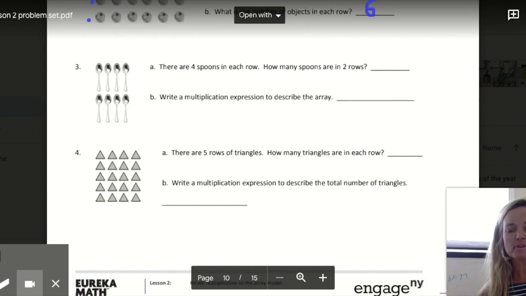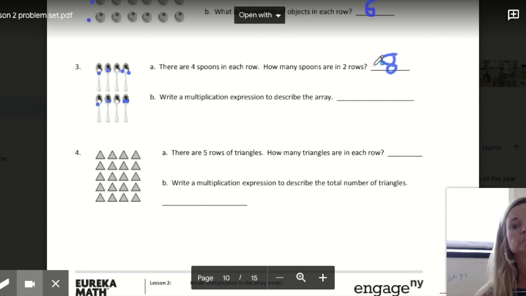Let's look at number 3. Looking at number 3, there are 4 spoons in each row. How many spoons are in 2 rows? So one thing that you could do is you could count your spoons. 1, 2, 3, 4, 5, 6, 7, 8. So there are 8 spoons total.